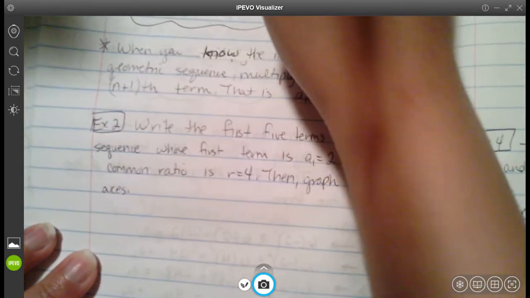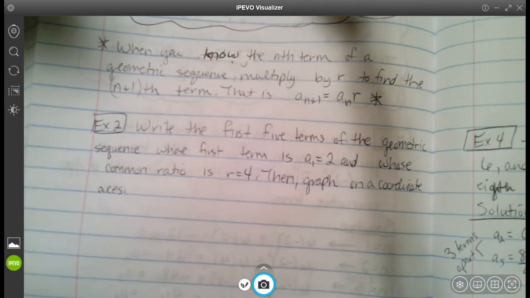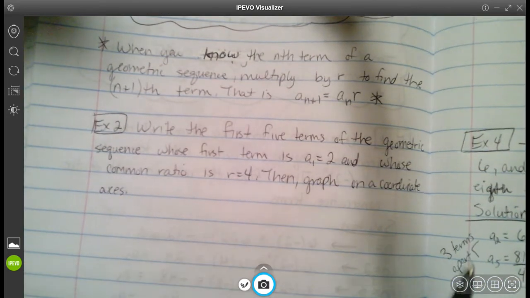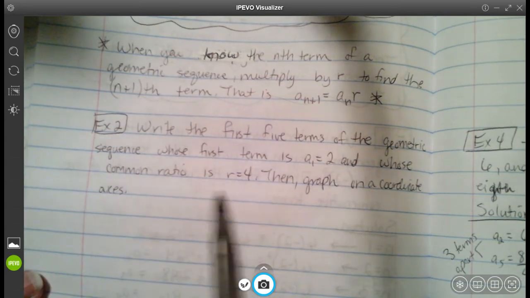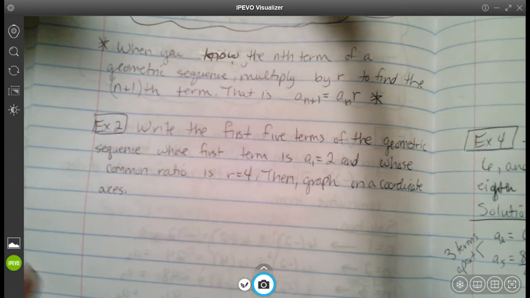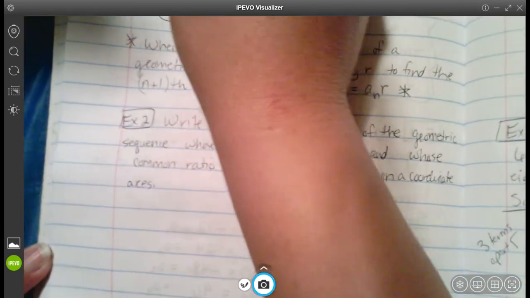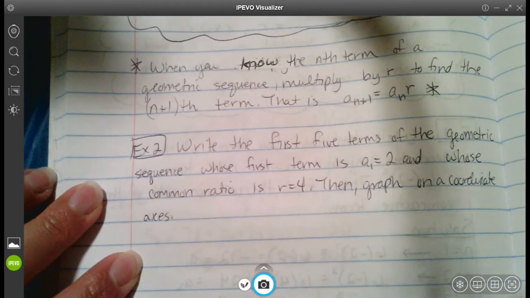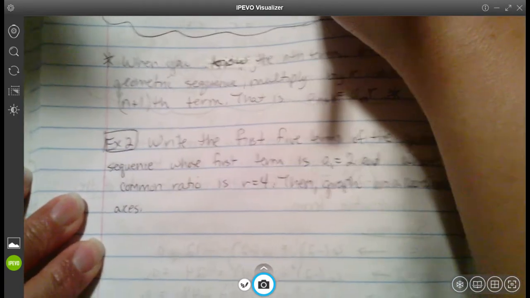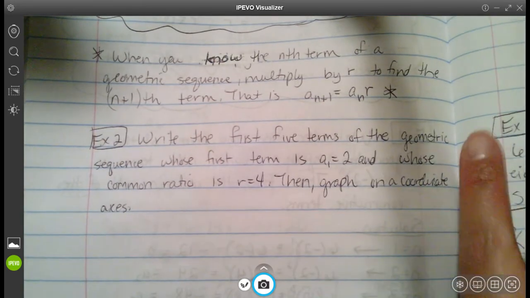We're going to go ahead and do example number 2 together. It says, write the first 5 terms of the geometric sequence whose first term is a sub 1 equals 2, and whose common ratio is r equals 4, then graph on a coordinate axis. So we're actually going to graph, well, it's more like a scatter plot, but we're going to graph this one afterward just so you can see visually what a geometric sequence might look like.